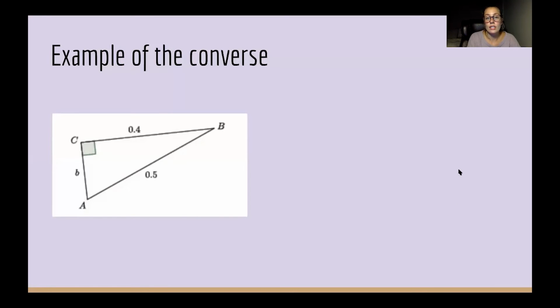So let's go over an example of the converse. For this one, we have our right triangle right here, C, and across from it, we're given our hypotenuse of 0.5. And then we're given side A. This one tells us it's side B. So side A is 0.4, but we don't know our B. So we're going to have to do this a little bit differently than just adding together A and B to get our C.